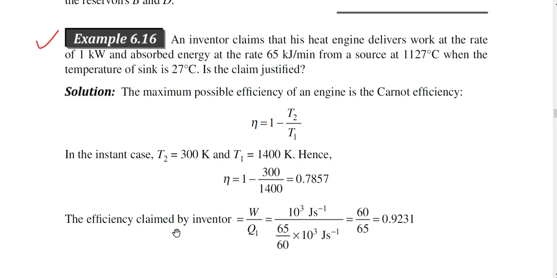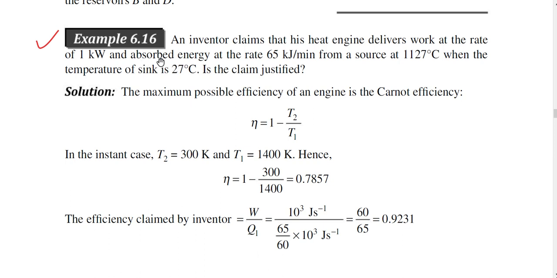The efficiency claimed by the inventor is equal to W by Q1. Now, what is W? W is basically the work done. In this particular problem, it has been mentioned that the engine delivers work at the rate of 1 kilowatt. So, 1 kilowatt means 1000 watt, and 1000 watt means 1000 joule per second. And Q1 means the heat absorbed.